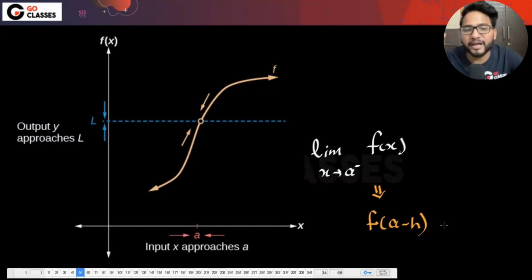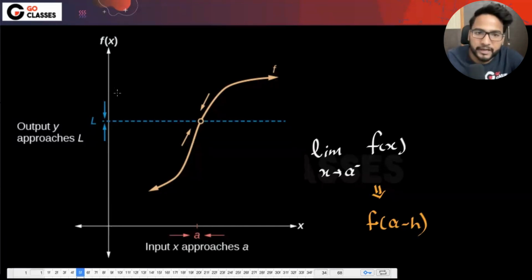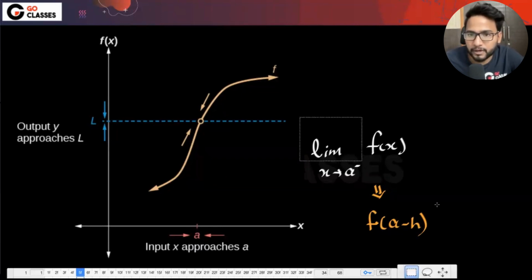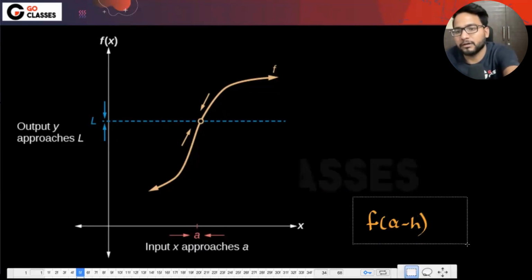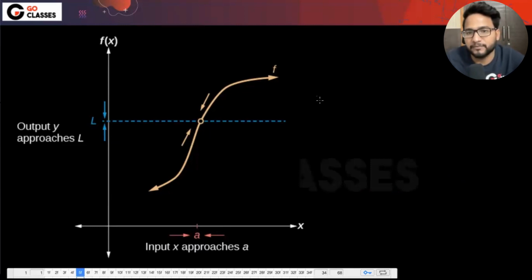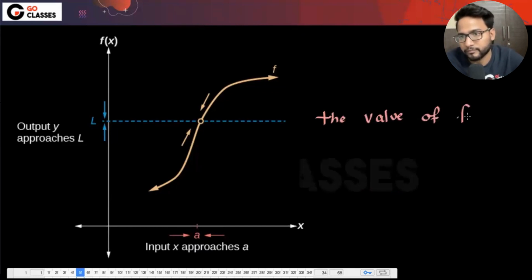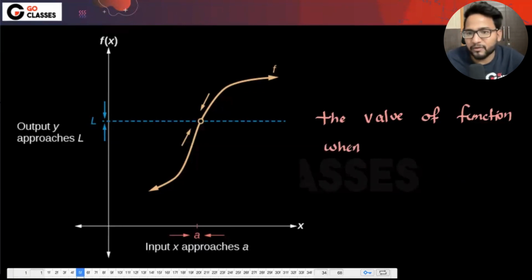But here, just one technical thing that I have missed. And what is the technical thing? h is any number. I want to represent, let's do it a bit more clearly. Suppose I have an English statement which says like this: the value of the function at a. Just tell me the value of function at a.